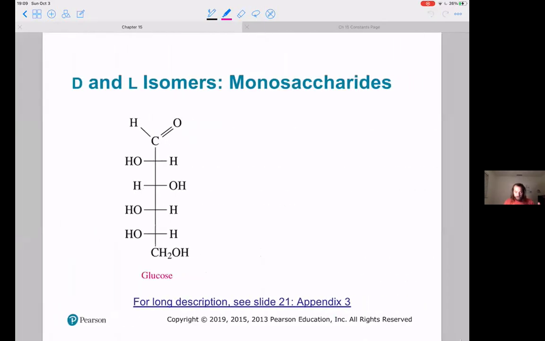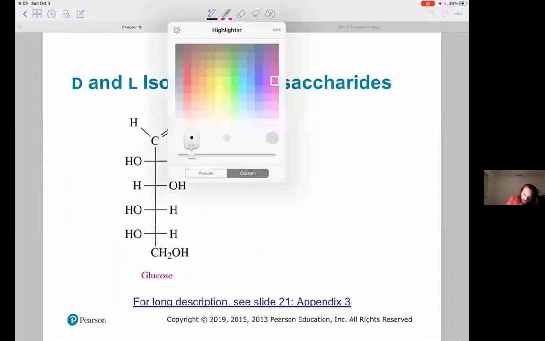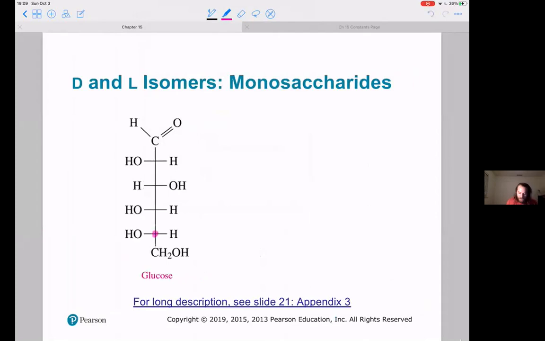Okay, so here's a molecule of glucose. Is it the D or the L isomer? Well, I'm going to look at that last chiral carbon. Since the OH group is on the left on that last chiral carbon, this would be the L isomer. Remember, we have that numbering scheme where we start at the top, start at that aldehyde carbon, and then go down. Now, how would I get the mirror image of this?